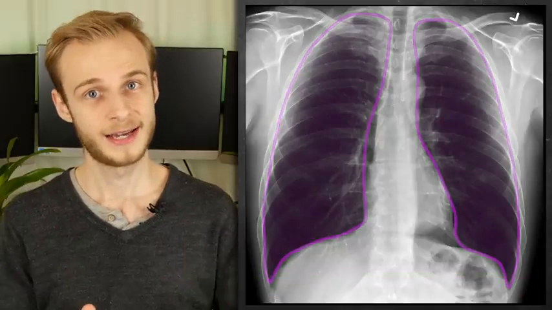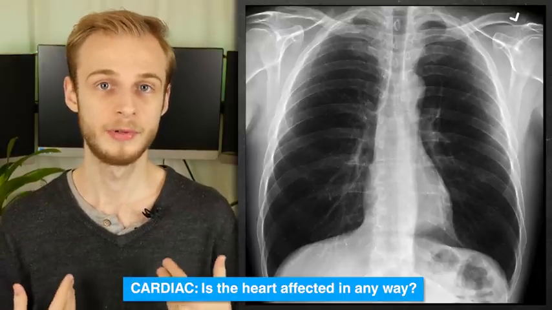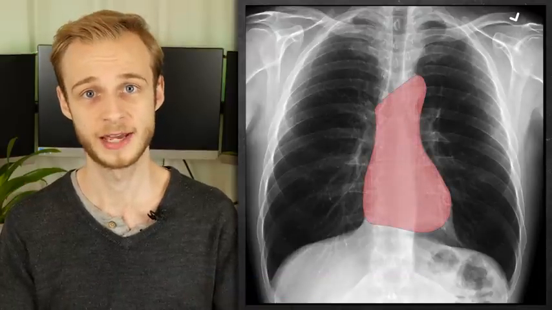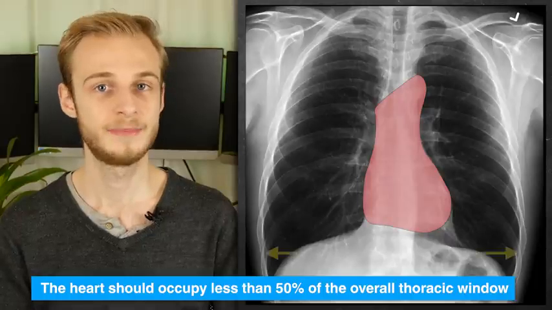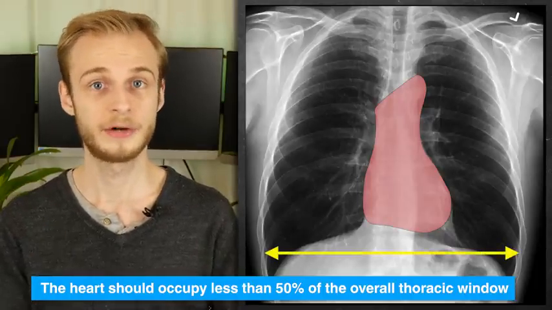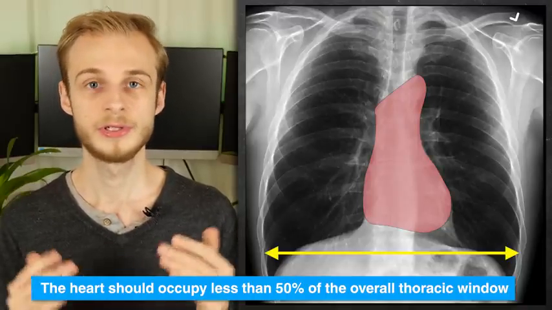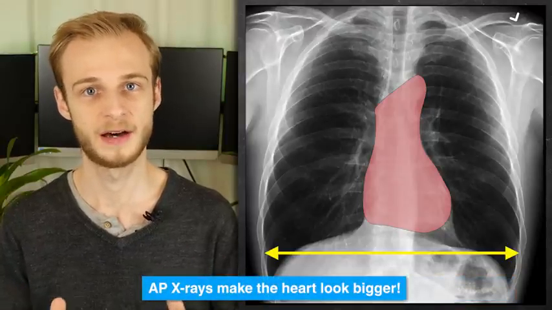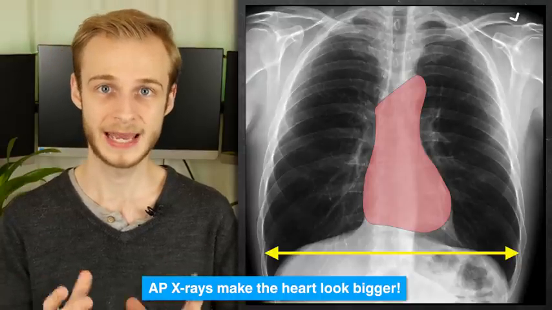Now C is for cardiac, and I know a lot of people think that chest x-rays are only to do with breathing problems, but the heart is one of the most important things to assess on a chest x-ray. The first and easiest thing to check about the heart is its size, which should ideally be less than 50% of the entire thoracic window. If it's more than that, we would clinically have a case of cardiomegaly, big heart. It's important to remember that AP x-rays actually exaggerate the size of the heart, so you can only make these cardiomegaly decisions based on a PA x-ray.